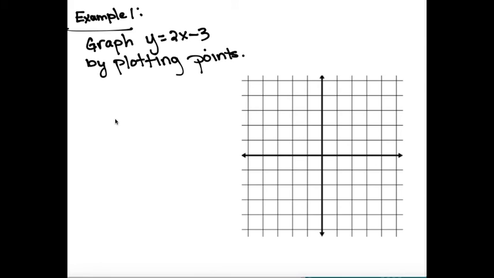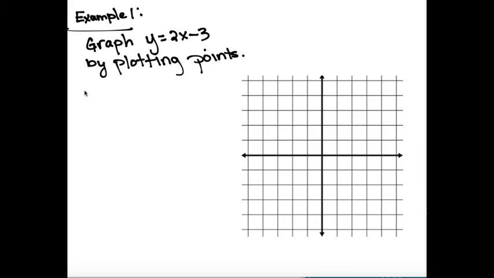Example 1, graph y equals 2x minus 3 by plotting points, okay? So we're going to start off with graphing by just plotting a few points. I know that y equals 2x minus 3 is the equation of a line. And we know that a graph is just an image of all of the solutions. So if we plot a few solutions to get the general shape of the graph, then we can extend our line through all of the points.